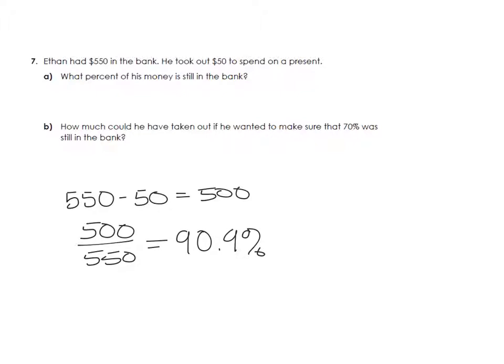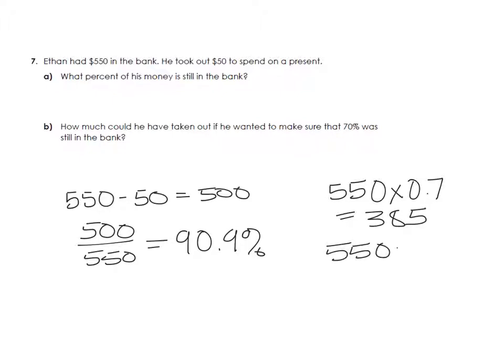B, how much could he have taken out if he wanted to make sure that 70% was still in the bank? So, to answer this question, we're going to do kind of like the reverse of what we just did. Now we're going to find 70% of 550. And when we do that, 550 times 0.7, we get 385. And now we can do 550 subtract 385.